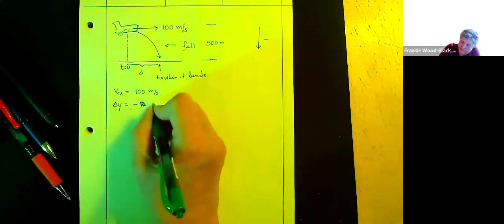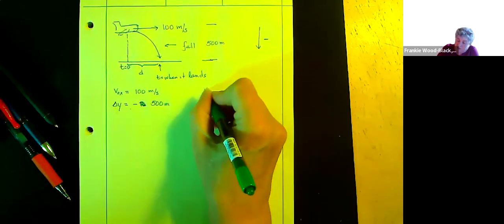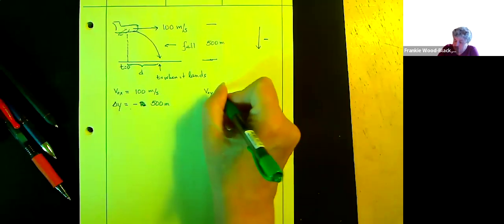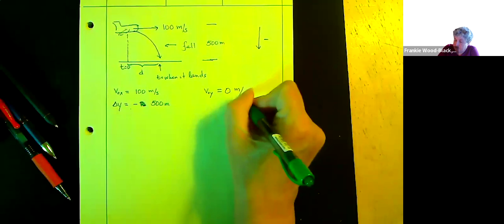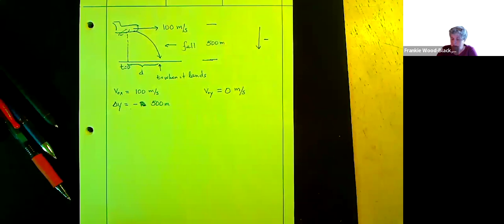We know the initial velocity in the x direction is equal to 100 meters per second. We know our change in y is, and we're going to say this is down and that's a negative, so my change in y is a negative 500 meters. We also know our initial velocity in the y direction, and in this case it's 0 because we didn't throw it down, we just dropped it. And what we want to know is this distance.